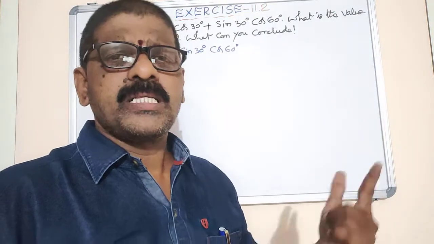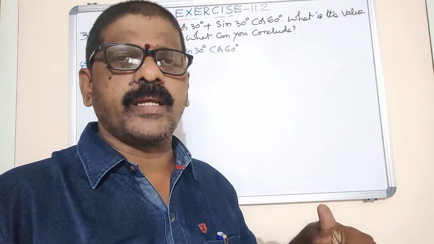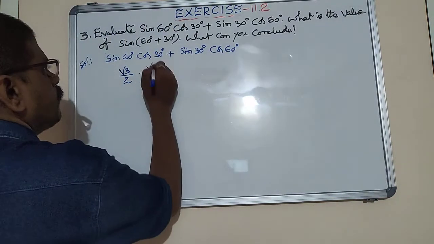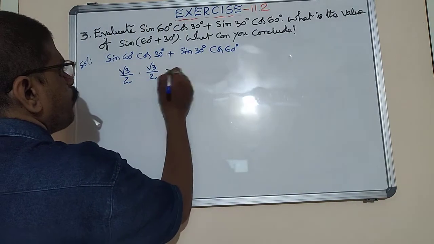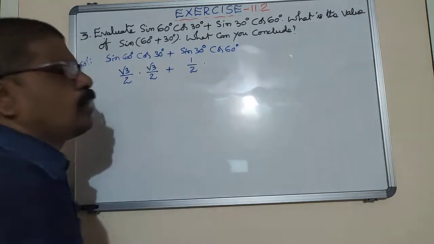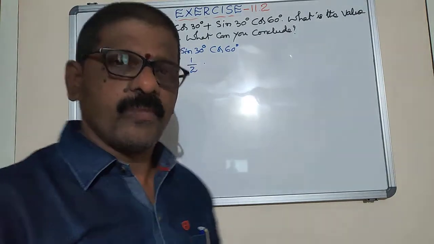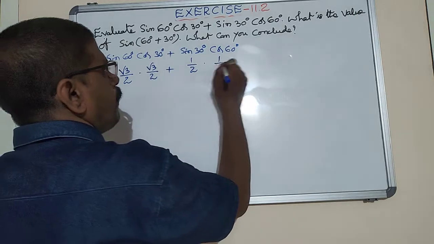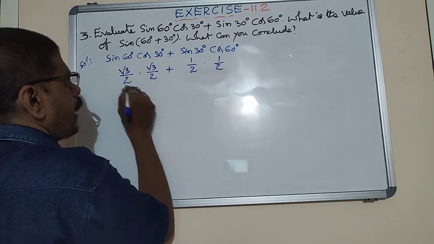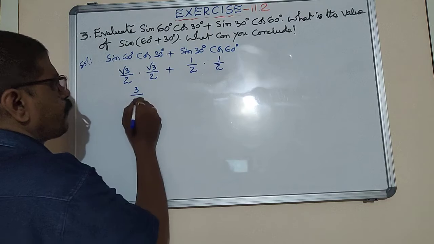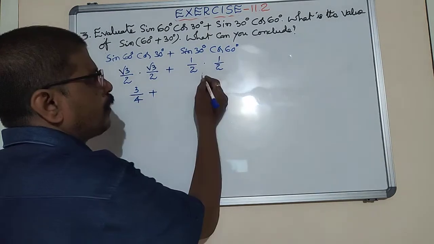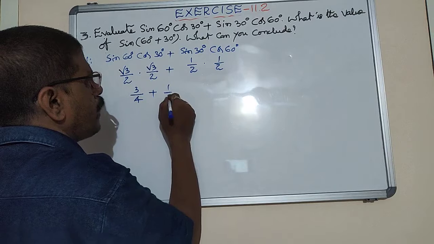We have to observe that sin 60 value is root 3 by 2, cos 30 is also root 3 by 2, plus sin 30 value is 1 by 2 into the value of cos 60 is also 1 by 2. So root 3 into root 3, it will be 3 by 2 2s are 4, plus 1 into 1, 1, 2 2s are 4, 1 by 4.